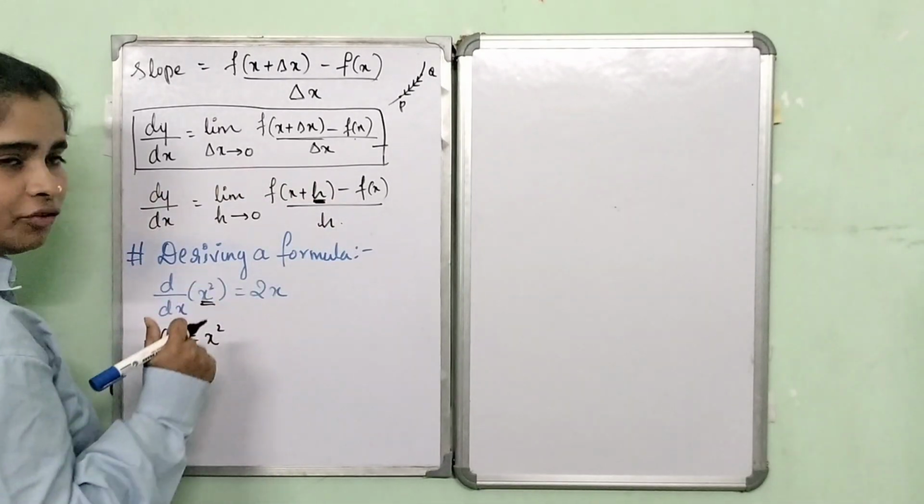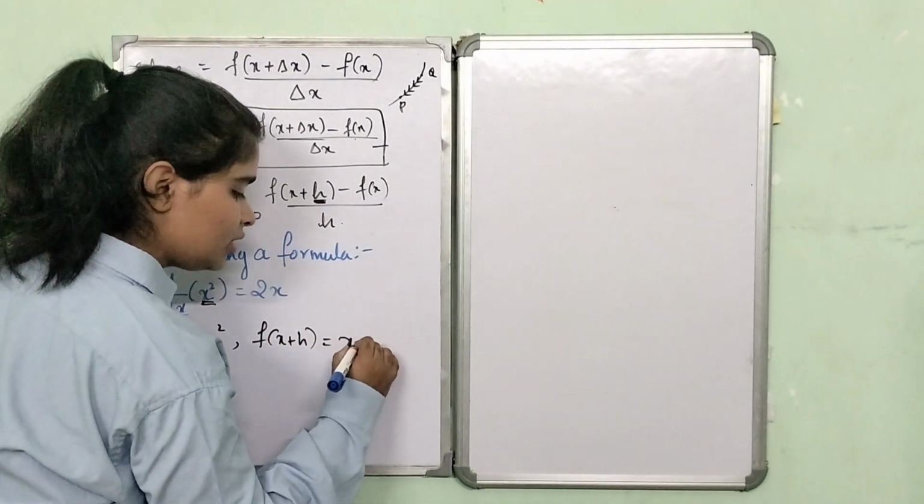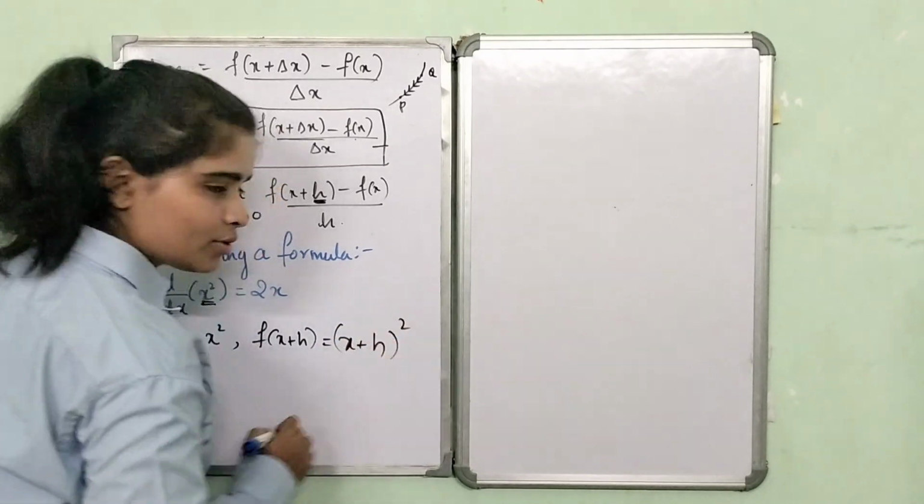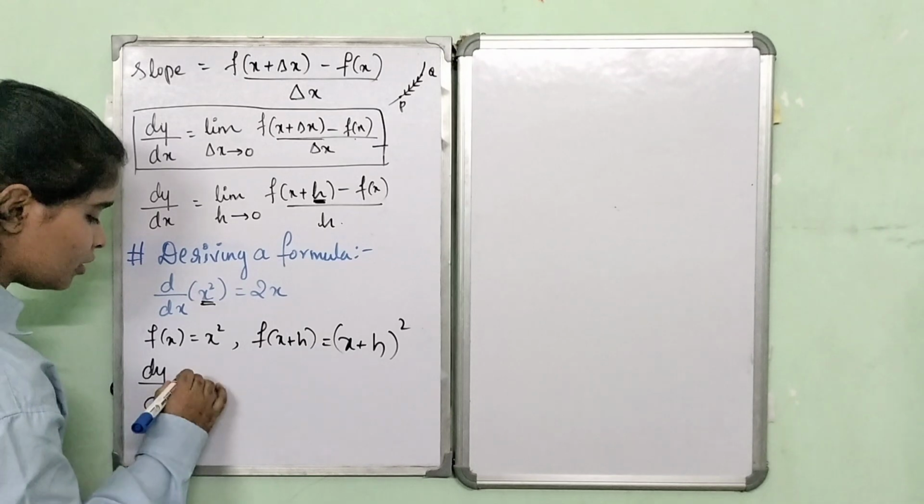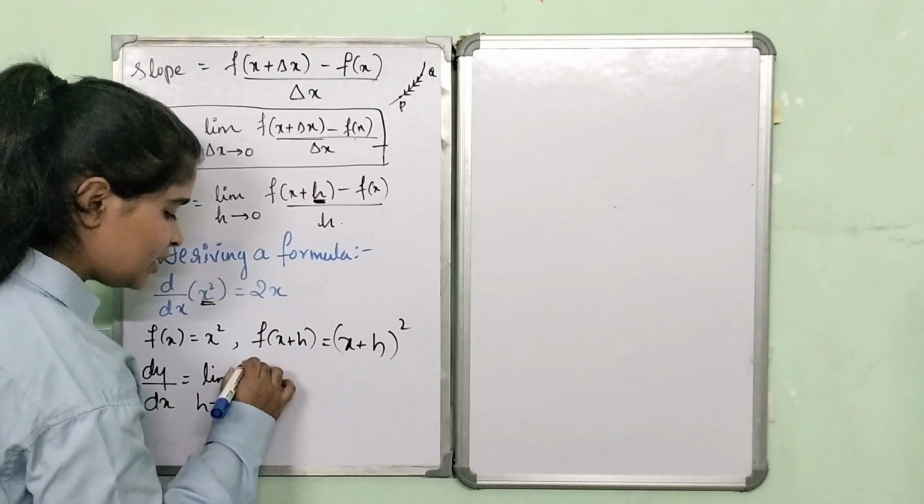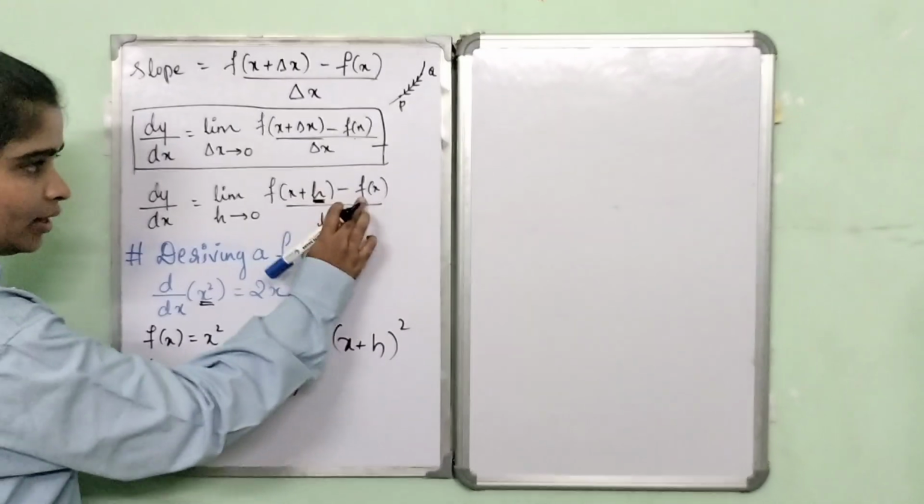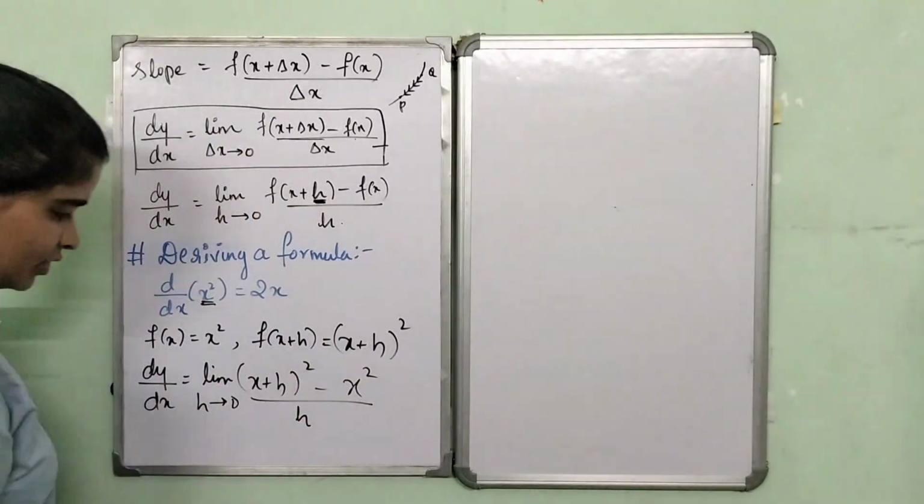Since we are interested in f of x plus h, we will write f of x plus h as well, which is (x plus h) whole square. Now substituting these things in the formula, dy by dx is equal to the limit as h tends to 0 of [f of x plus h, which is (x plus h) whole square, minus f of x, which is x square] divided by h.